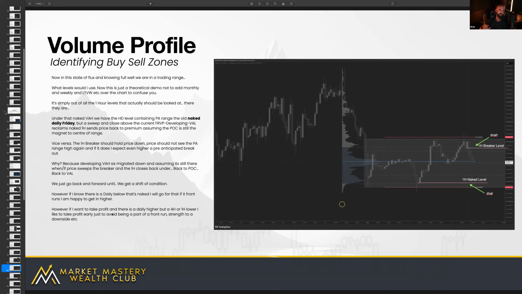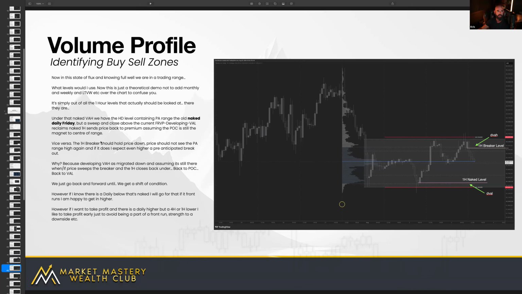Now, in this state of flux and knowing full well we are in a trading range, what levels would I use? Now, this is just a theoretical demo, not to add monthly and weekly and LTVW, etc. over the chart to confuse you. It's simply out of all the 1 hour levels that actually should be looked at. There they are. So you've got other 1 hour levels, right?